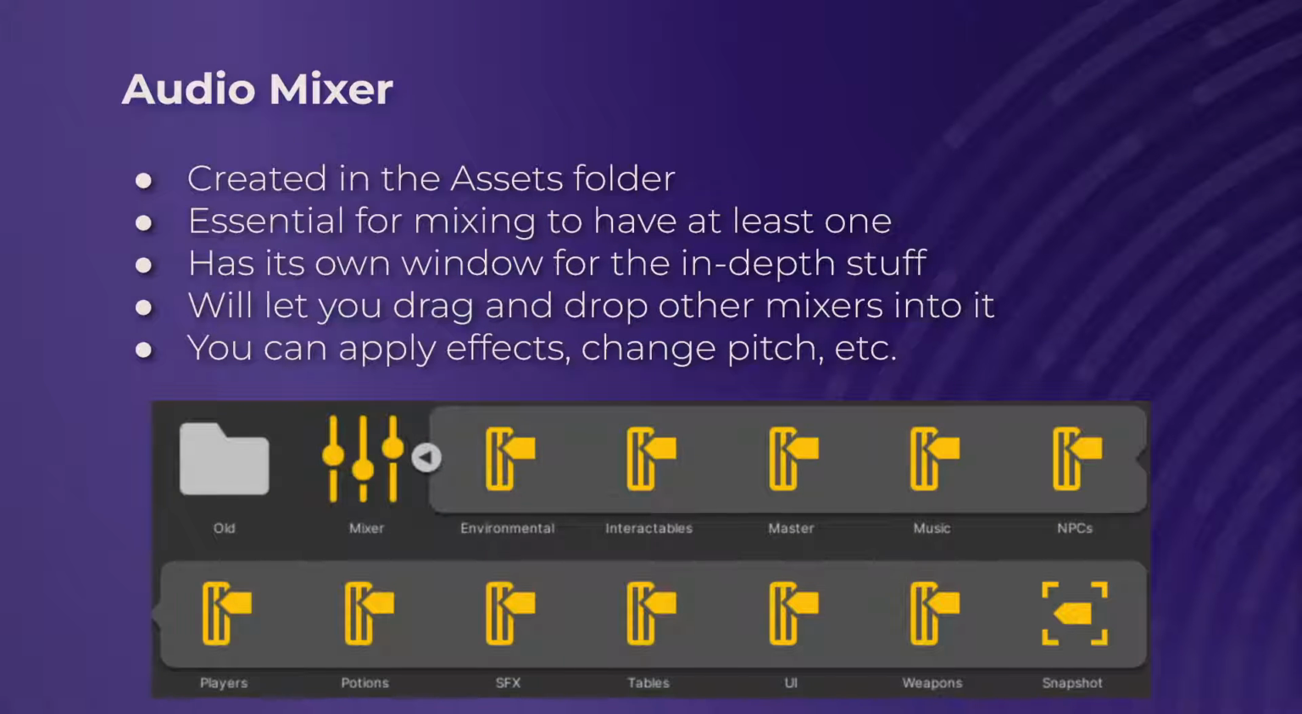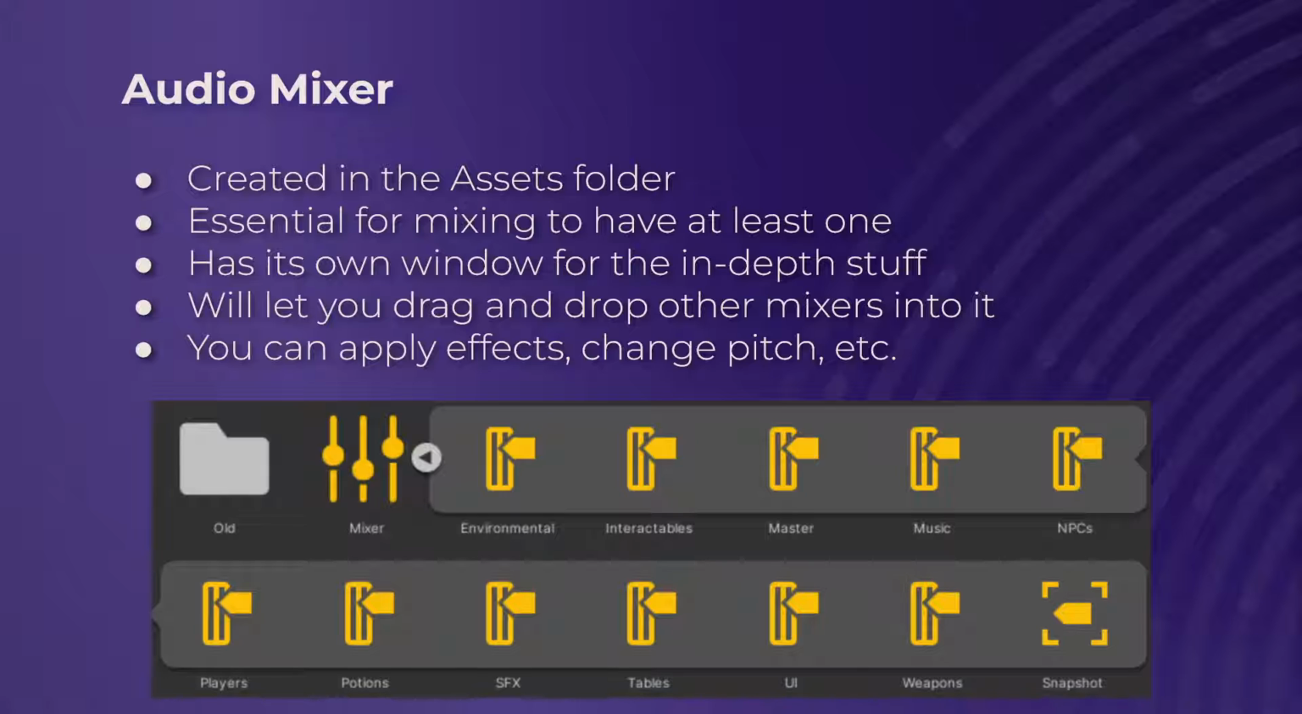Alright, audio mixer. This is created in the assets folder. You basically just right click, click create, and then near the middle there will be an audio mixer. Same thing in the top toolbar. So this creates an asset. It is essential for mixing to have at least one of these, but you can make a couple of them and then drag and drop them under it.